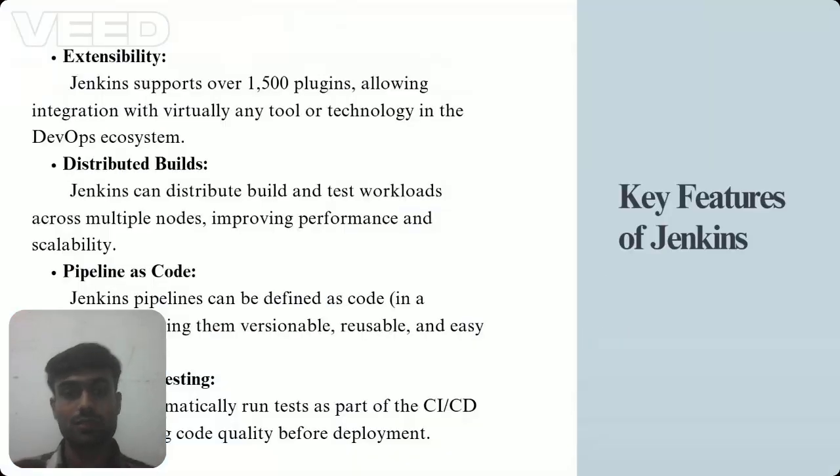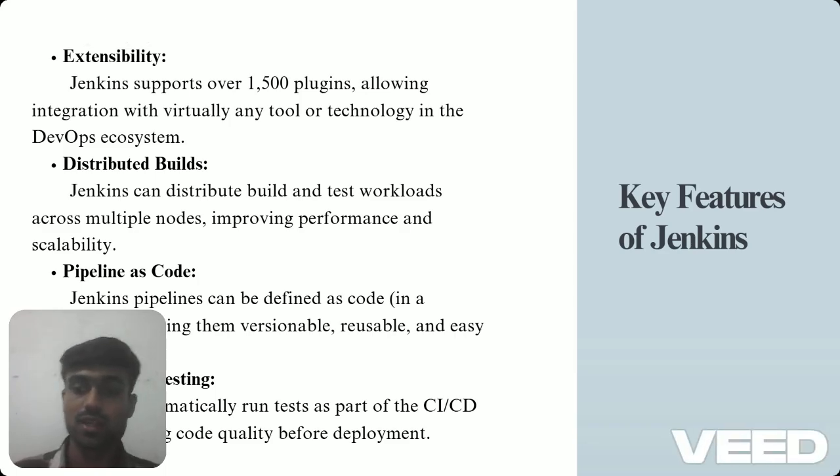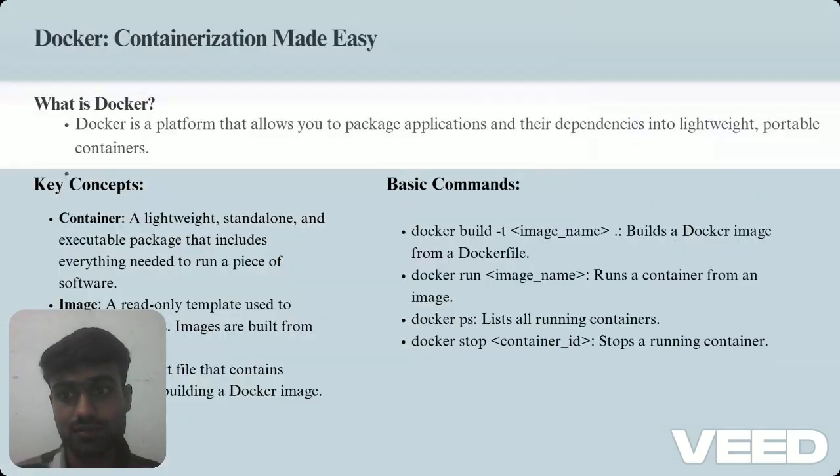So these are some of the features of Jenkins. Jenkins supports over 1500 plugins, which allows integration with virtually any tool or any technology in the DevOps ecosystem. Also, Jenkins pipelines can be defined as code in Jenkinsfiles, making them versionable, reusable, and easy to manage. Also, Jenkins can automatically run tests as part of the CI/CD pipeline, which ensures code quality before deployment. So this was all about Jenkins.